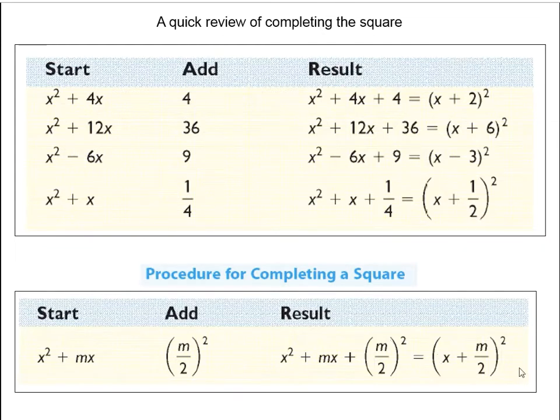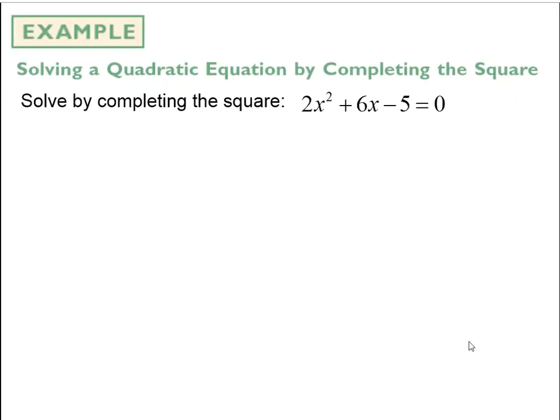So you can see that's the formula we get here. We're going to take the coefficient of x, take half and square it, and that's what we add to the trinomial, and that's the factored form. So let's take a look at a couple more examples here real quick.